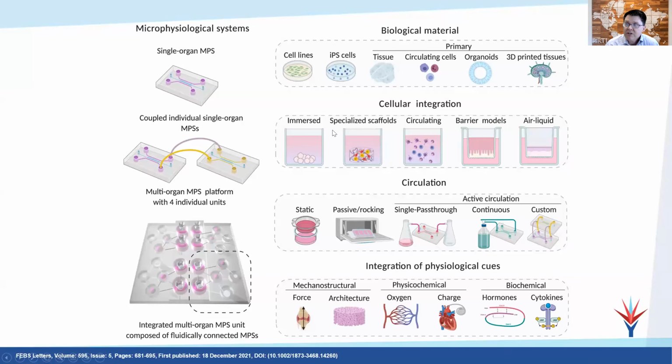So how do you do the integration? Well, you could have them immersed, you could use scaffolds, you could have them circulating, or you could have an air-liquid phase. For circulation, you could have static, passive or rocking, single pass-through. Single pass-through has its benefit when you want to study first-pass metabolism. Continuous, which is more the way the human body operates. Or custom. We build anything we can dream up.